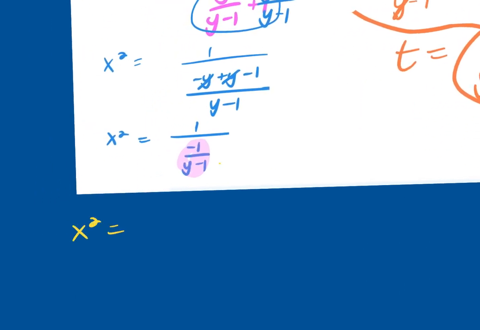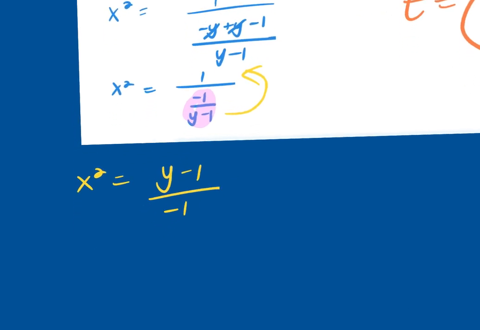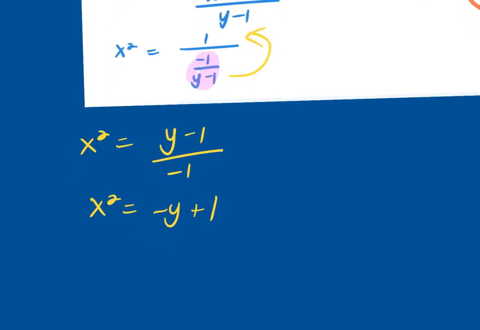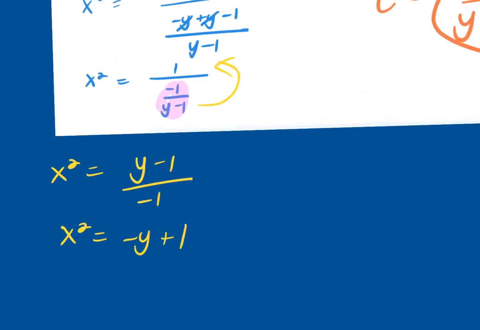X squared would equal, but then when I bring it to the top, it flips it. Y minus 1 over a negative 1, which becomes what? It's gonna be a negative on the outside. Yeah, and then change your signs, right? So negative y plus 1. Wait, why does it become 1? When I bring this guy to the top, it flips it, right? So y minus 1 over negative 1 times 1 means keep it the same. But then the negative 1 in the bottom changes the signs.